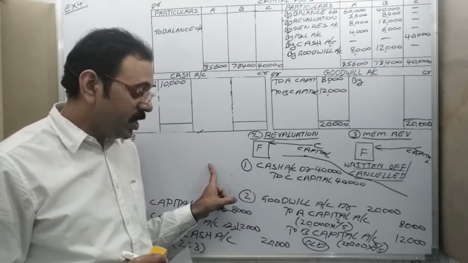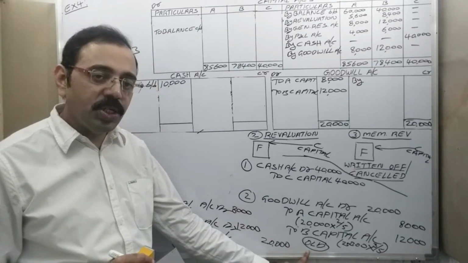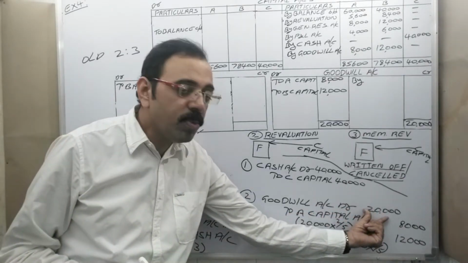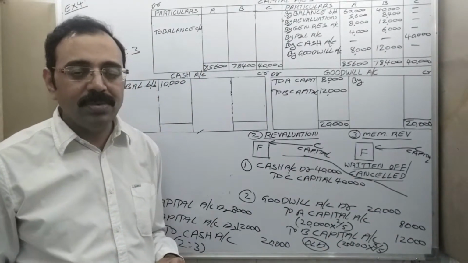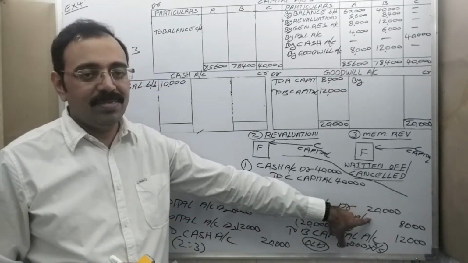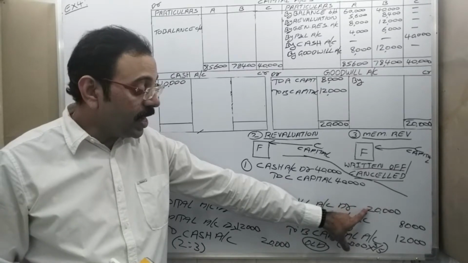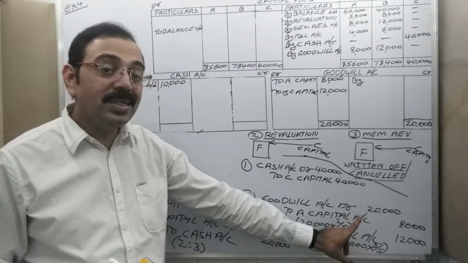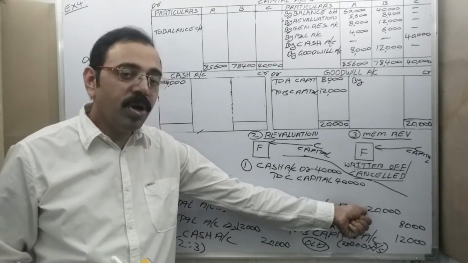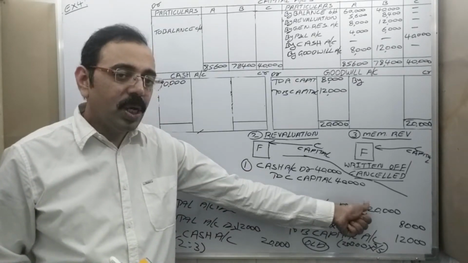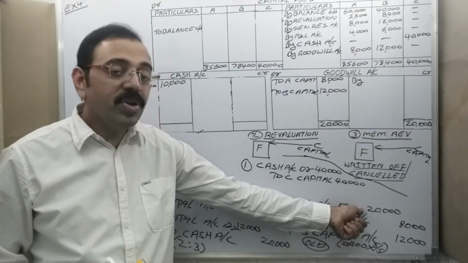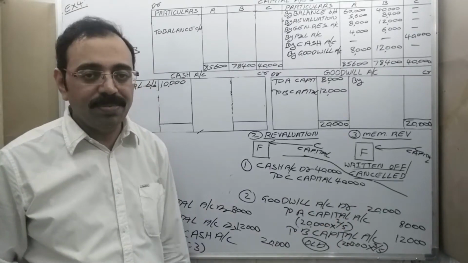In premium method, why we followed sacrificing ratio? Because in premium method, this goodwill amount is not the total goodwill amount. That is new partner's share of goodwill. That is why that amount we transfer to old partners in sacrificing ratio. But in revaluation method, this goodwill amount is total goodwill amount now. Total goodwill we should not transfer in sacrificing ratio. Total goodwill we should transfer in old ratio.